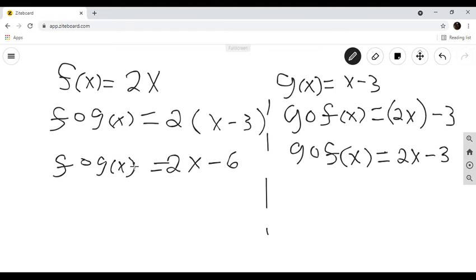But again, I want you to remember that f composed of g and g composed of f, or whatever way you are composing functions, the directionality matters. So this one is not the same as this. Obviously, this is 2x minus 6 and this is 2x minus 3. Okay, let me clear this real quick.